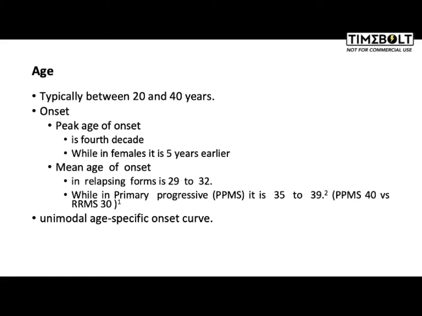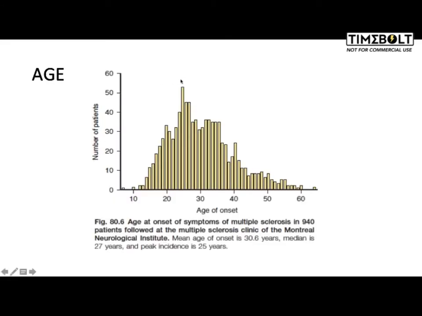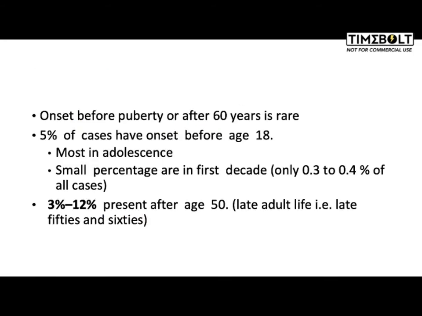In females, it is 5 years earlier. Mean age of onset in relapsing form is 30 years, while in primary progressive form is 40 years. It is a unimodal age-specific onset disease. The peak only occurs once, while in essential tremor, there is another peak. One is in the second decade, and another one is in the fourth decade. Onset before puberty and after 60 is rare, but 5% of cases occur before puberty, most in adolescents, only 0.3 to 0.4% in the first decade in childhood, and 3 to 12% after age 60.